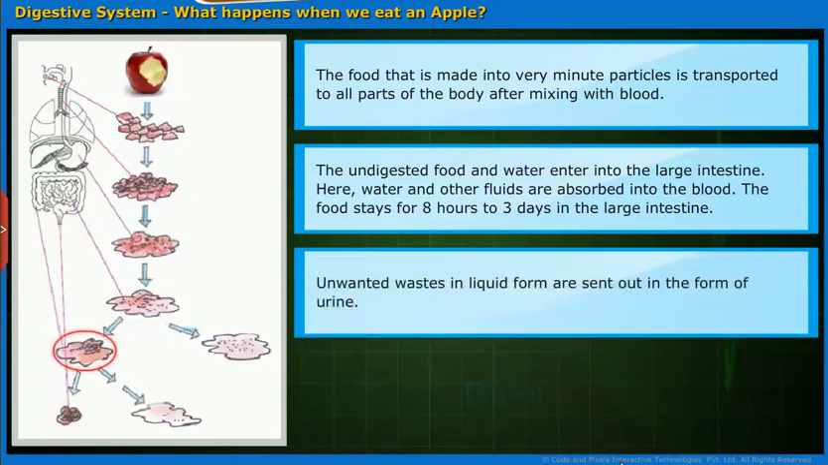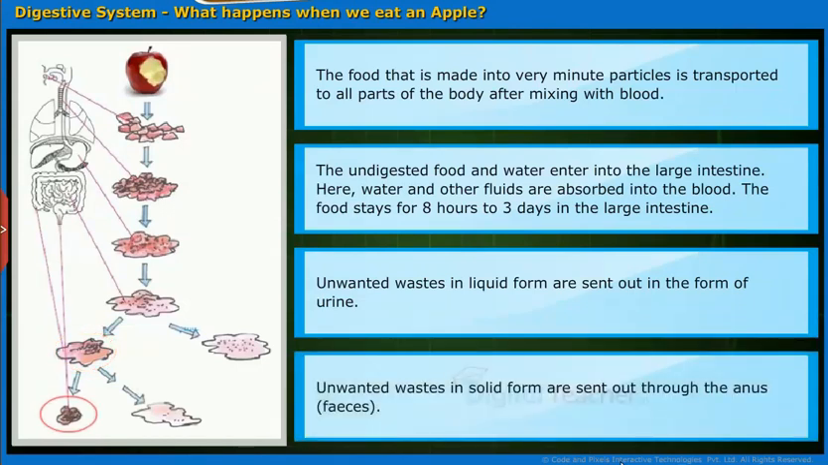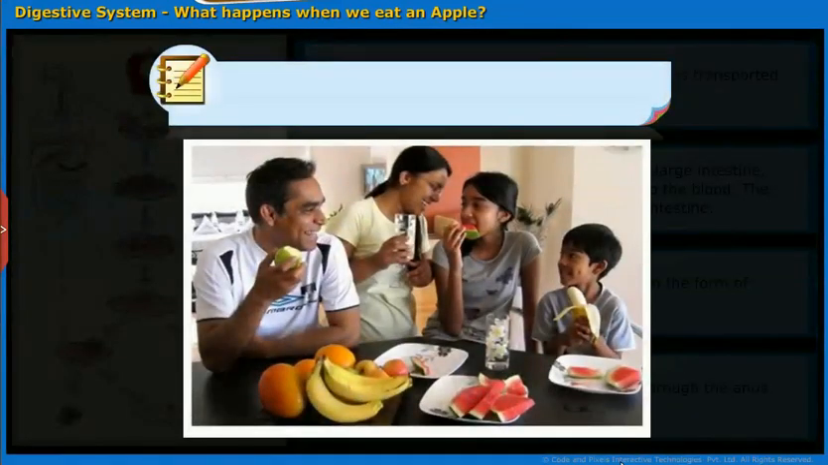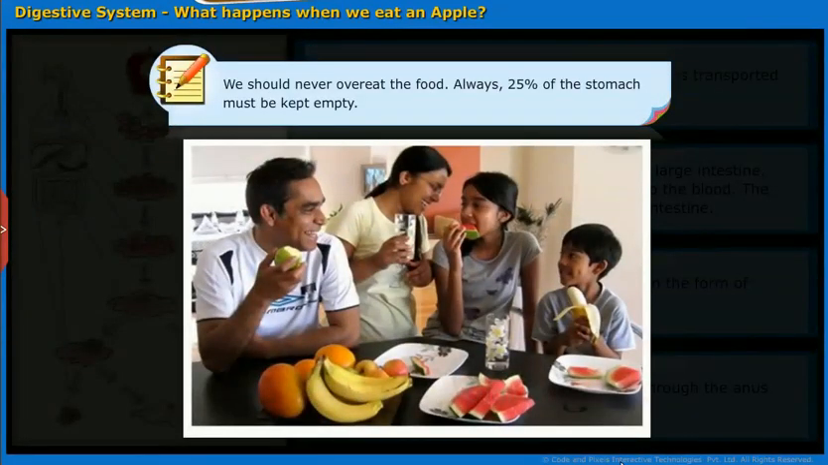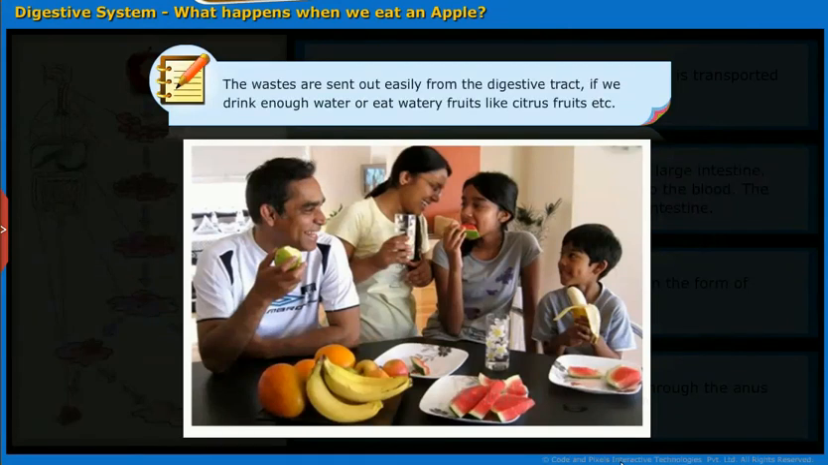Unwanted wastes in liquid form are sent out in the form of urine. Unwanted wastes in solid form are sent out through the anus as feces. Make a note. We should never overeat the food. Always 25% of the stomach must be kept empty. The wastes are sent out easily from the digestive tract if we drink enough water or eat watery fruits like citrus fruits, etc.